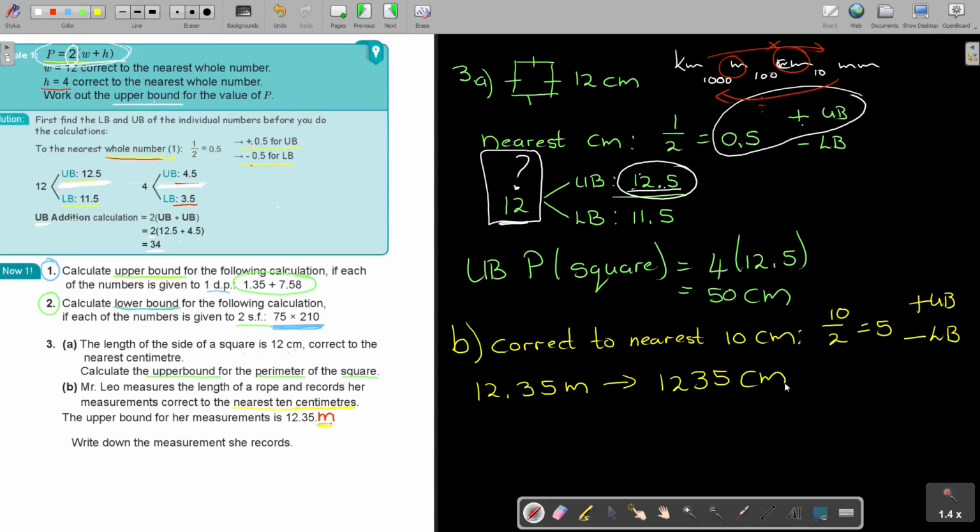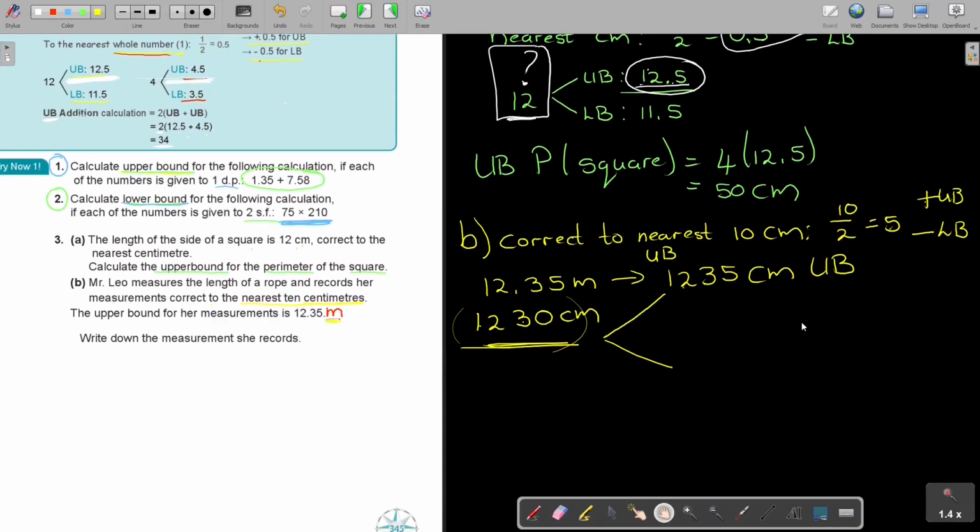I will get 1235 centimeters. Now, don't forget that that is the upper bound. I'm looking for not the upper bound, I'm looking for the original number. So instead of adding 5, I subtract 5. So it's 1, 2, 3, 5, and I subtract 5, and then I get 1, 2, 3. You can even put a 0, and this is now in centimeters.